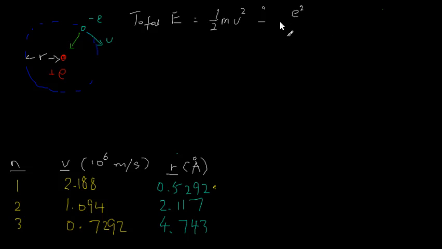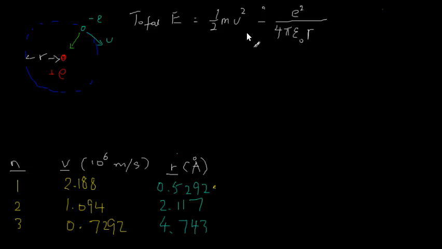And we know from what we have learned in electric field and electric potential that the formula comes from Coulomb's law. So that's e squared over 4 pi epsilon naught r. That's the electric potential of the electron. So this gives us the total energy. This one is negative, that's why we have a minus sign there.